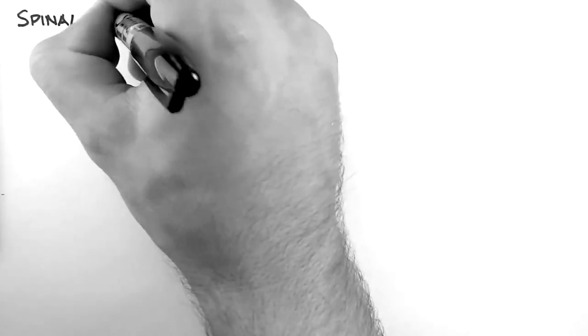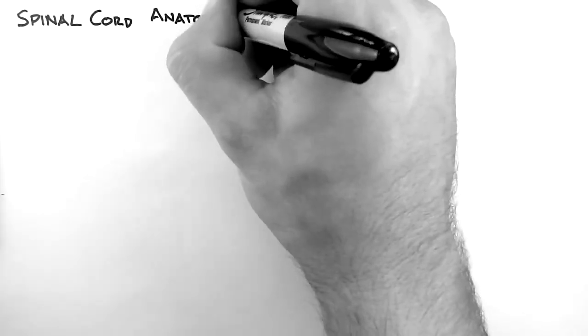Hi, this video is the first in the Spinal Pathways series. In this tutorial, we're going to discuss the anatomy and organization of the spinal cord. In the following videos, we will discuss the dorsal column medial lemniscus pathway, the spinothalamic tract, and the corticospinal tract.